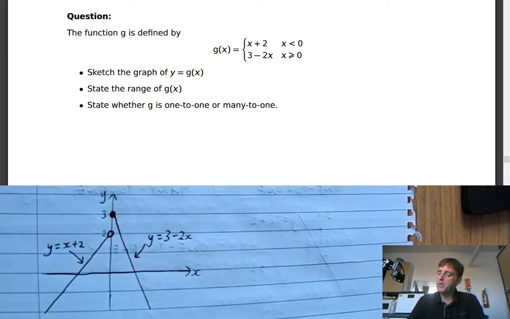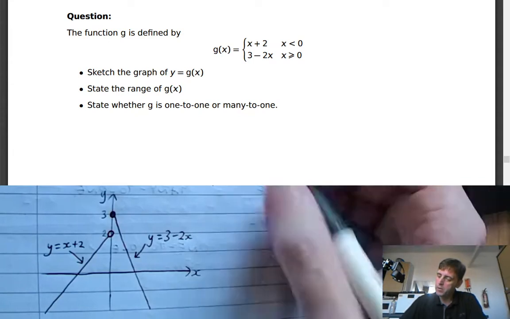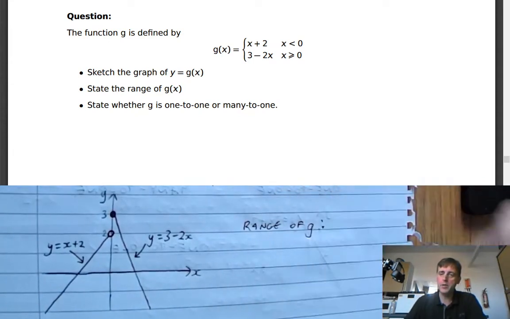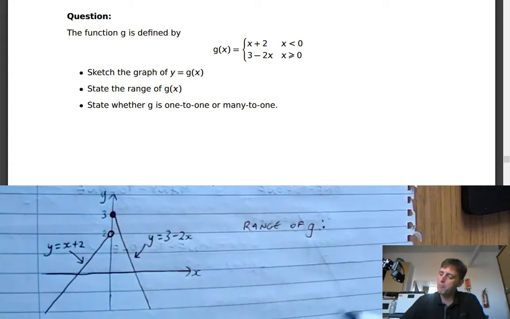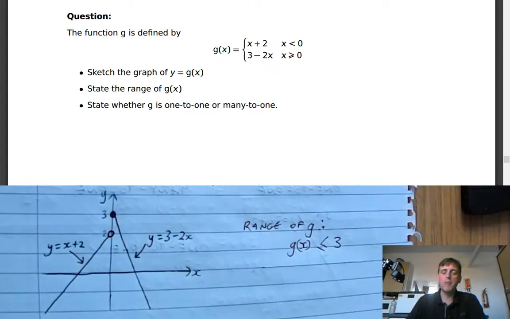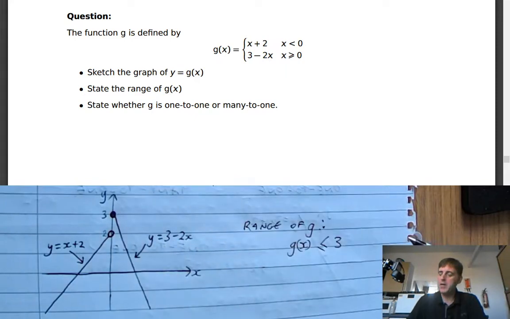Now, the range of this function, well, that's the set of all possible output values. So on the graph, that's really the y values, isn't it? So the range of the function g is going to be the set of all values less than or equal to 3. So g of x is going to be less than or equal to 3. We can see we can get any number which is less than or equal to 3 out of this function. We can even get 3 because it's included here, but we can't get any values above 3. So that's the range of our function.